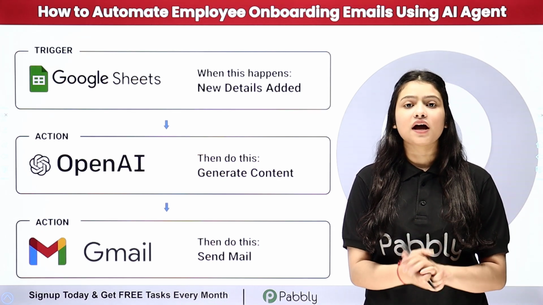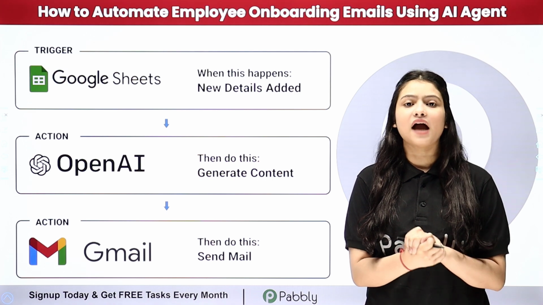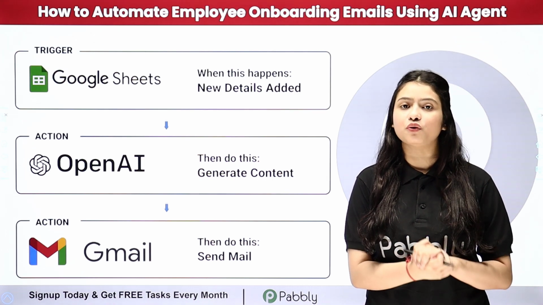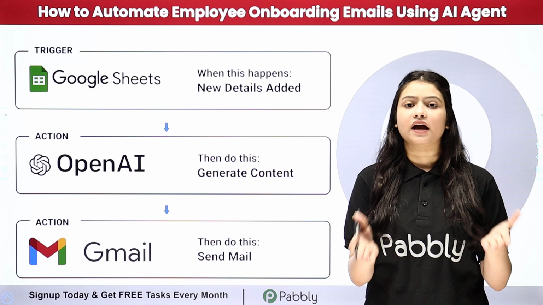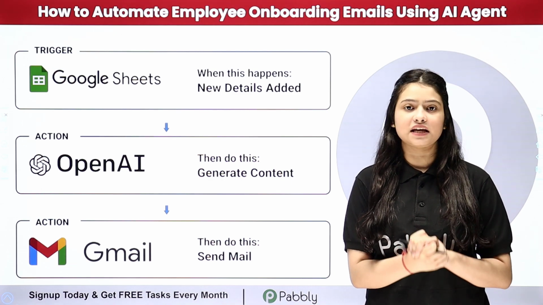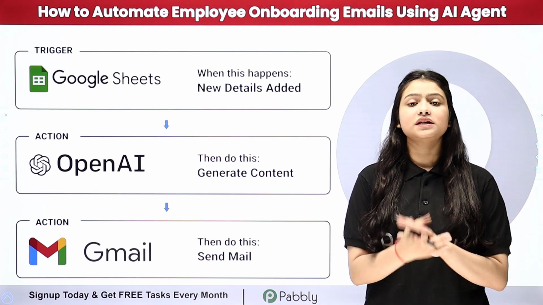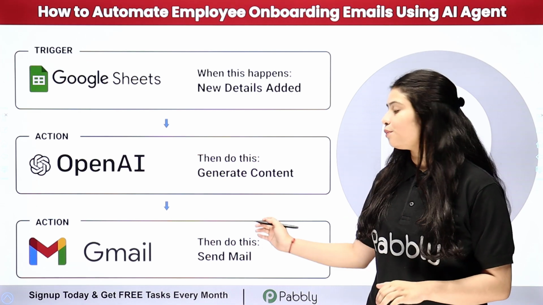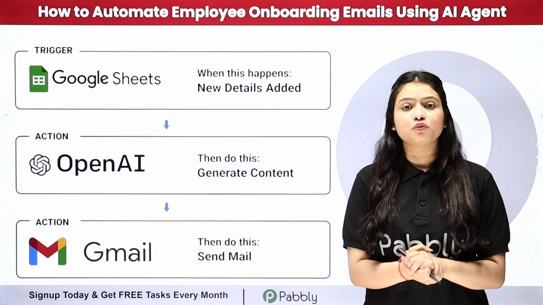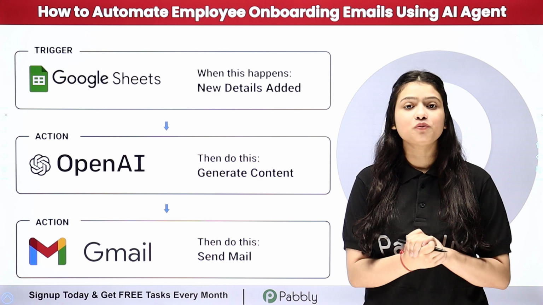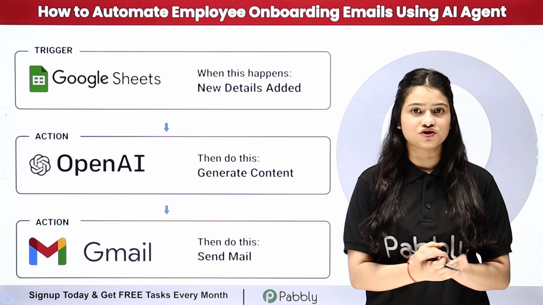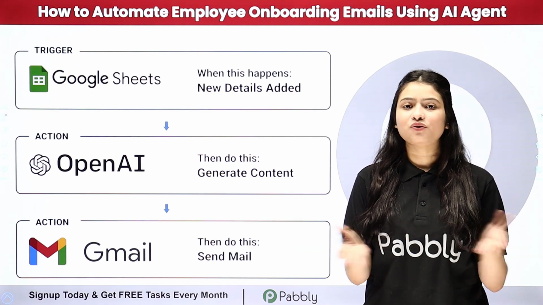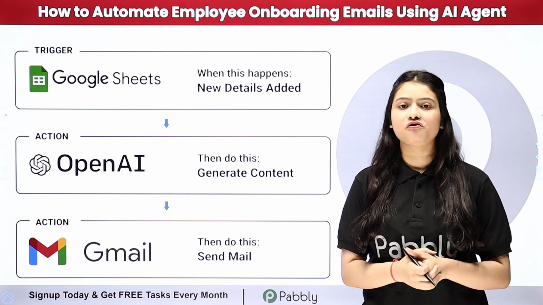So as soon as a new row in my spreadsheet is going to be added along with the details of a new onboarded candidate, automatically my AI agent is going to generate a personalized email for that person, and automatically it is going to be sent to that person with the help of Gmail. Now, in order to automate this entire long process, we will have to build a connection between all these applications, and that we are going to do without any coding and programming skills, simply with the help of Pabbly Connect.